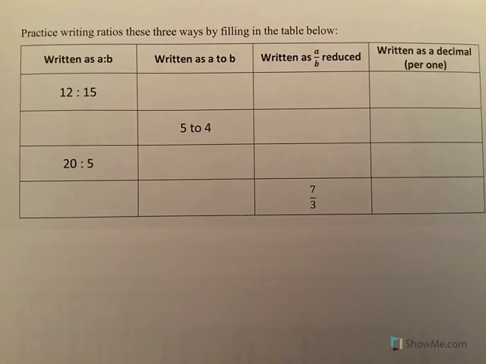So we have a ratio of 12:15. Now if I write that with the word to, I have 12 to 15. Now I'm going to write that as a fraction. Well, if I put 12 over 15, that is not reduced, right? We know that the top and bottom can be reduced by 3. So my reduced fraction is 4/5.